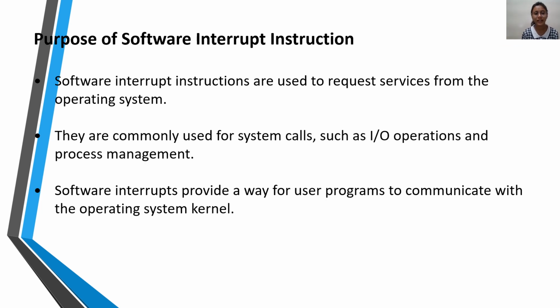Now, let us see why software interrupts are used. The purpose of using software interrupt instruction is to request services from the operating system. They are commonly used for system calls such as I/O operations and process management. Software interrupts provide a way for user programmers to communicate with the operating system kernel.